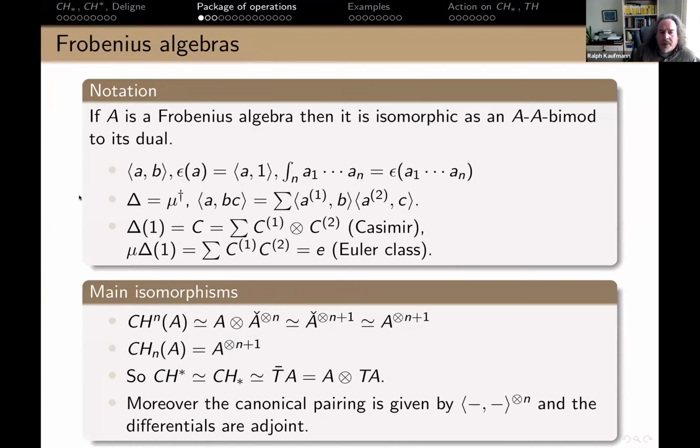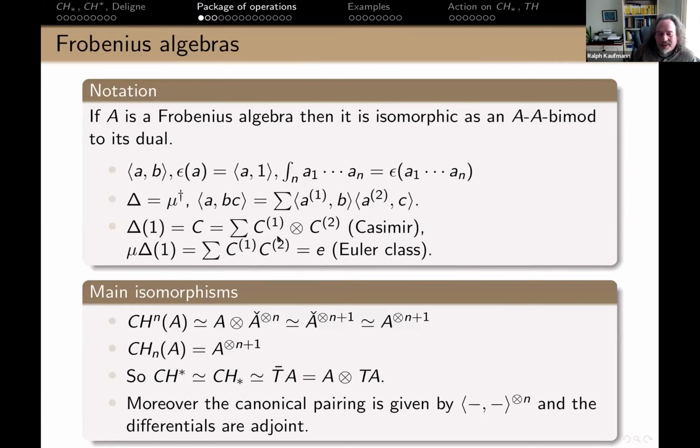Then you have a co-product, which is the dual of the product. Then if you take the co-product of one, I call that the Casimir element, like all physicists. Well, I have some physics background, so I have an excuse.